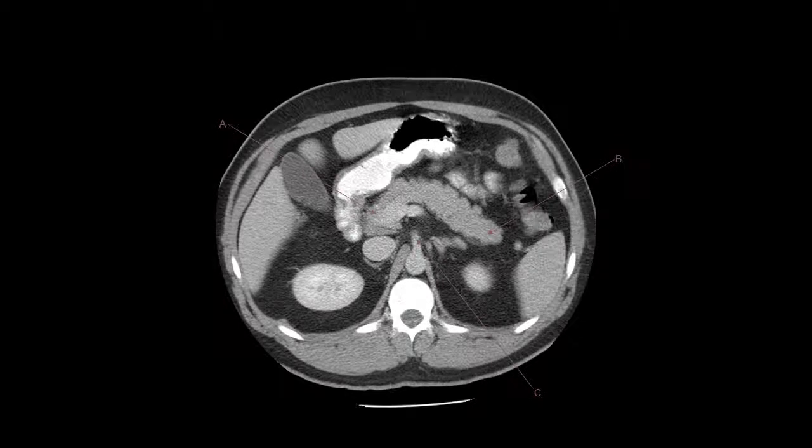What are we pointing out with A and B? Well, that's the pancreas, so it better be the pancreatic head and the pancreatic tail.